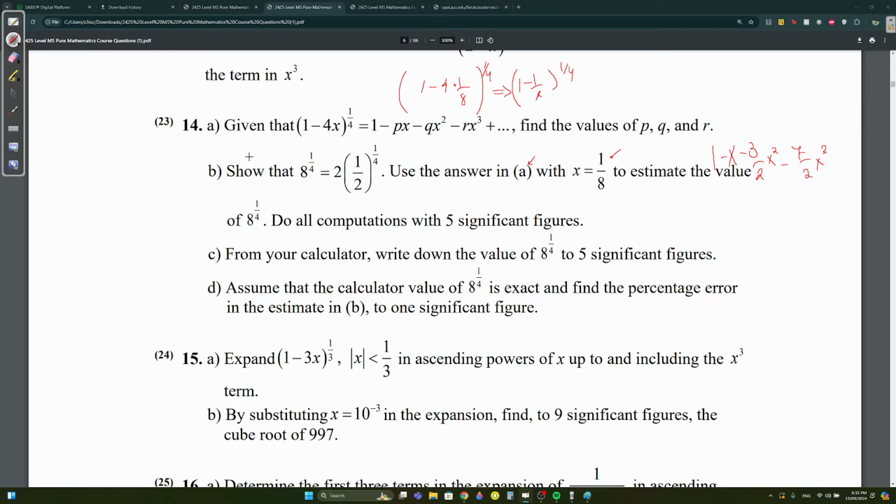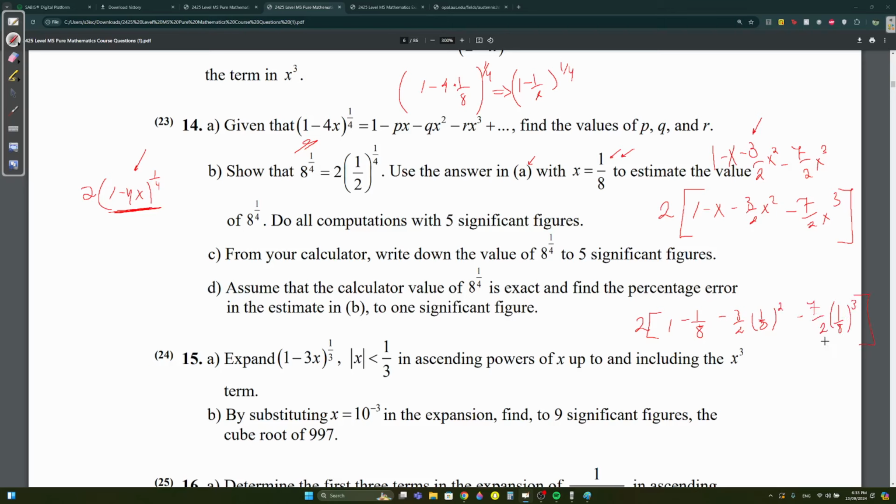What we're going to do is multiply 2 by 1 minus 4x to the power of 1 over 4. We found the expansion for this, 1 minus 4x to the power of 1 over 4. So we're just going to multiply 2 by 1 minus x minus 3 over 2 x squared minus 7 over 2 x cubed. We know x equals 1 over 8, so you're going to do 2 times 1 minus 1 over 8 minus 3 over 2 times 1 over 8 squared minus 7 over 2 times 1 over 8 cubed. You're going to do this on your calculator, to how many decimal places? 5 significant figures. Okay.